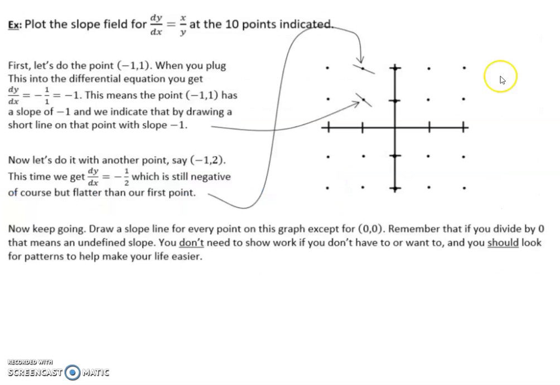All right. In the example, it says, plot the slope field for this differential equation, dy/dx is equal to x over y at the 10 points indicated. So this is a common way that they ask it on the AP exam. 10 is actually usually a little bit more than they ask. But if you notice on this graph, there's 20 points. Every dot is an indicated point, 1, 2, 3, 4, 5, and then there's 4 such rows.